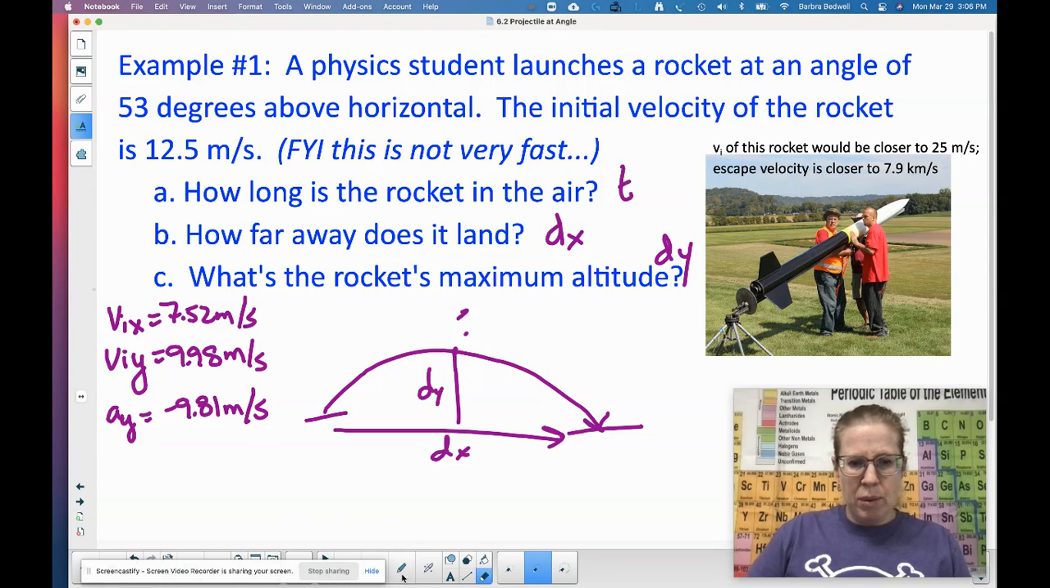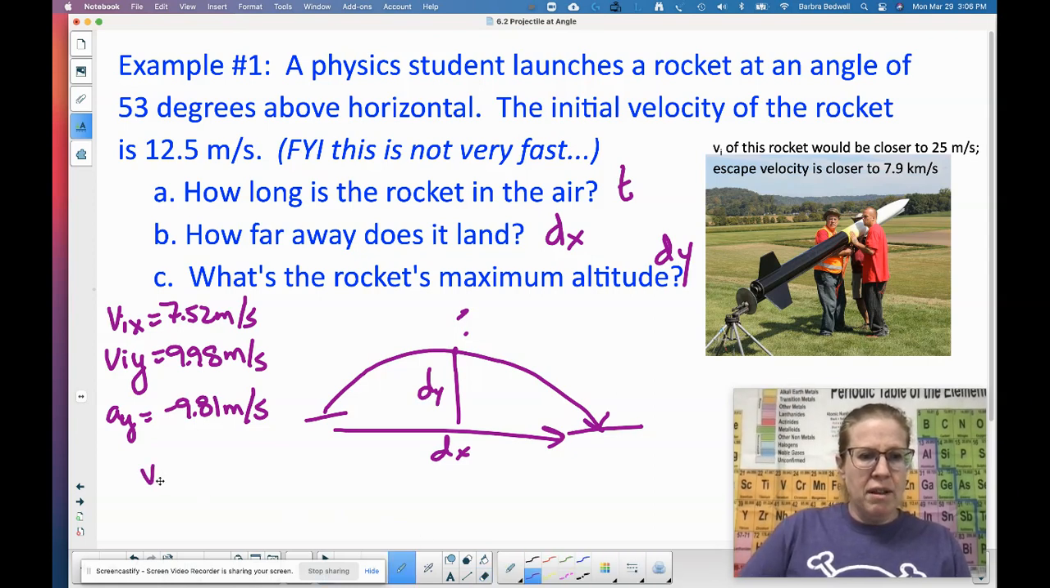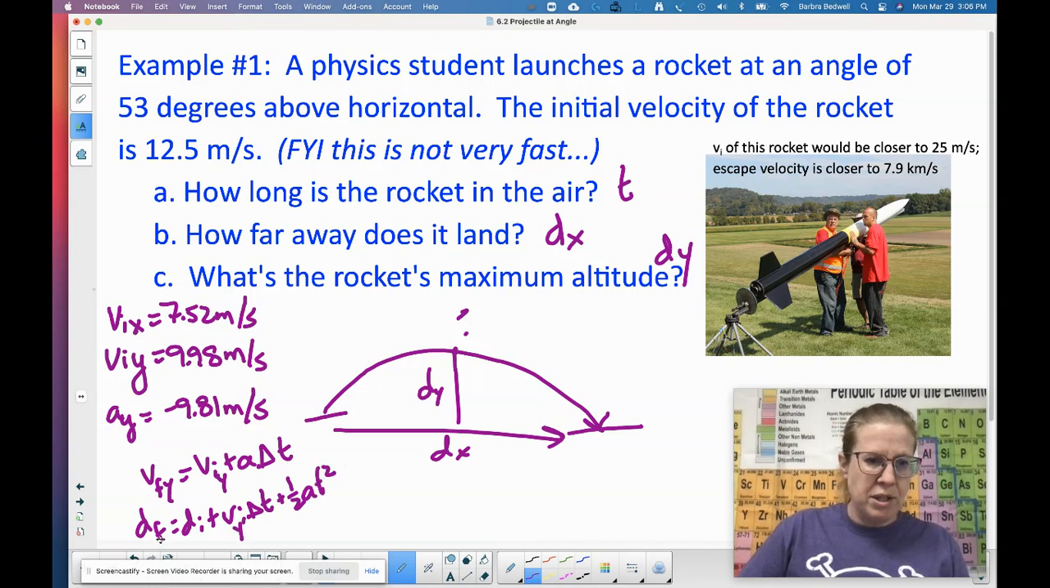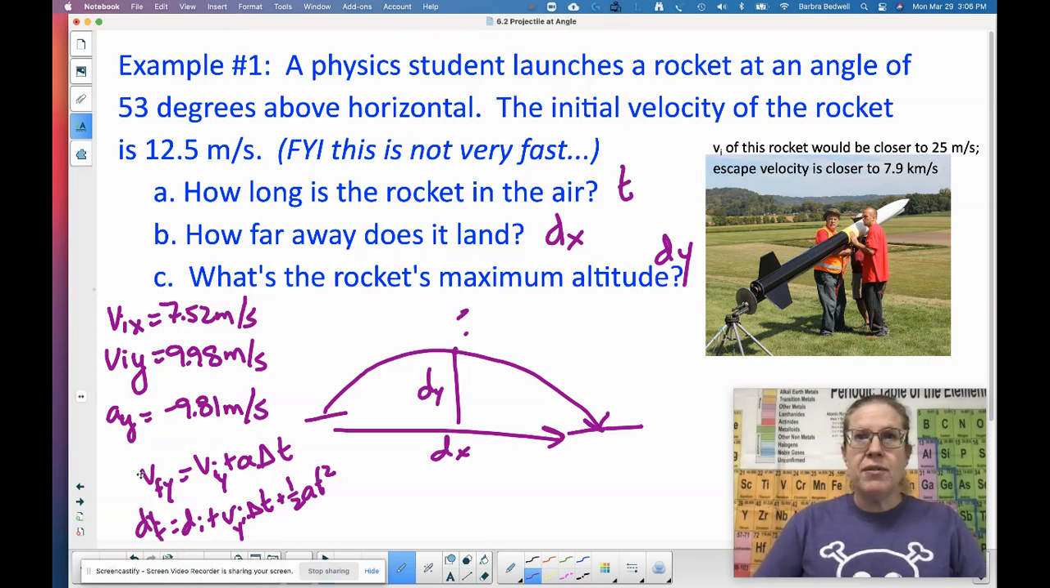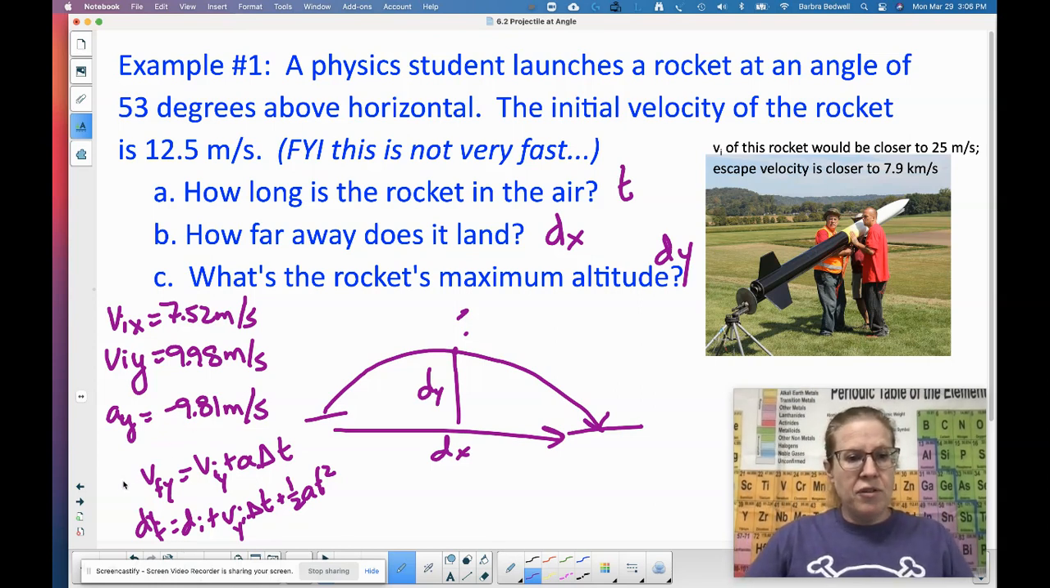Okay, well, vertically, what do we have? Well, vertically, VF equals VI plus A delta T. This is AY. And we have DF equals DI plus VI delta T plus 1/2 AT squared. And again, this is Y direction only, right, if we're doing Y. So we do actually, believe it or not, here's the trick, have enough information to use this one, because we don't know the distance yet, and we don't know the time yet.